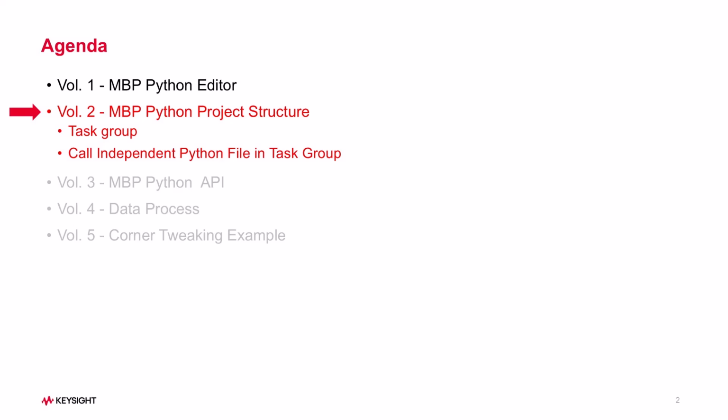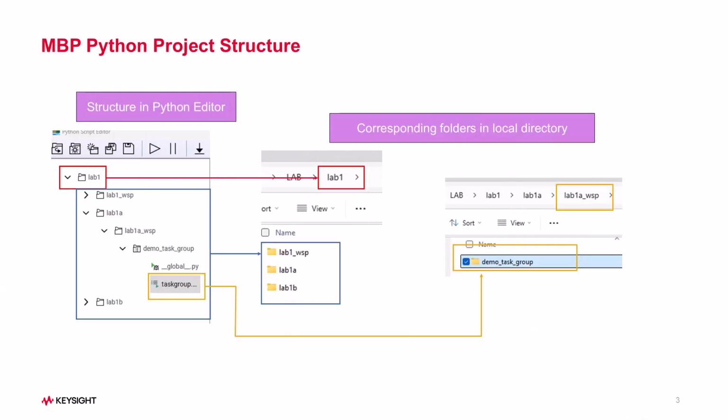In our last discussion, we talked about the MBP Python editor. In this session, we will introduce the structure of the MBP Python project, the task group, and how to call an independent Python file within the task group. The structure of the MBP Python project is clear and easy to manage.